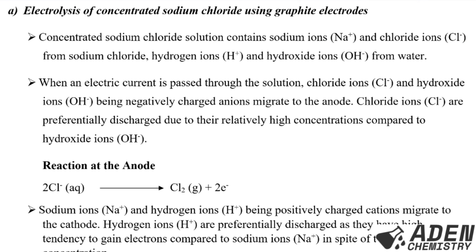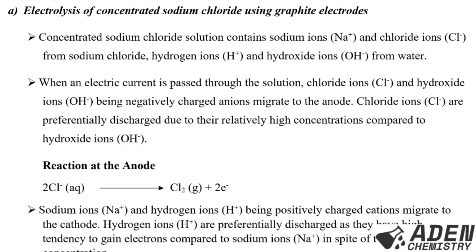So in total, concentrated sodium chloride solution contains 4 ions. That is sodium ions, chloride ions from sodium chloride, hydrogen ions, and also hydroxide ions from water. So out of the 4, 2 are cations. That means sodium ions and also hydrogen ions are cations, while chloride ions and hydroxide ions are anions.